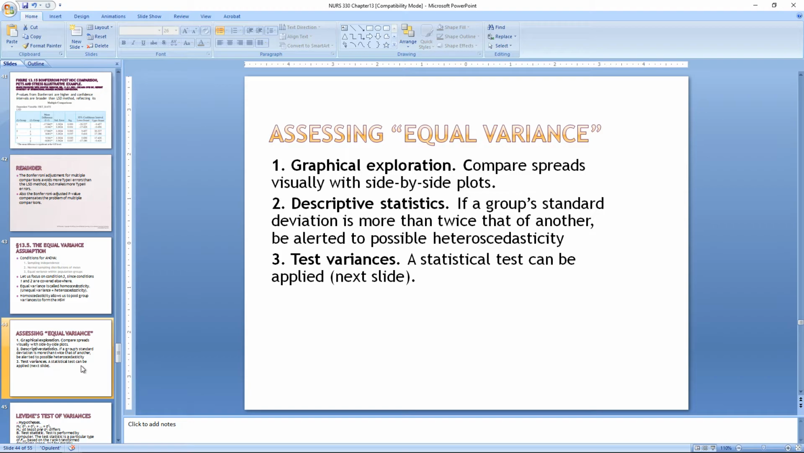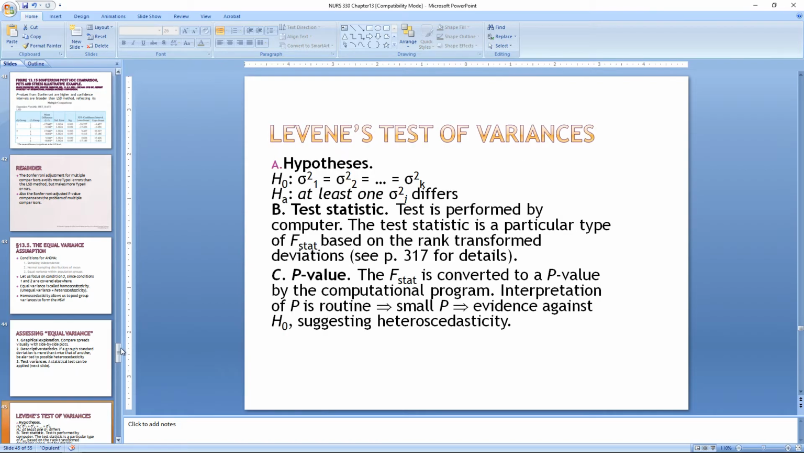So assessing equal variances. We could do graphical exploration. We can compare the spreads visually with side-by-side plots. We use descriptive statistics. If a group's standard deviation is more than twice that of another, you want to be on the alert for possible heteroscedasticity. Test variances. A statistical test can be applied. So the statistical test that can be applied is called Levene's test of variances.